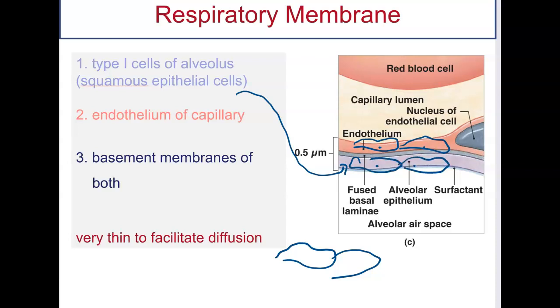I'll just draw it up here, which is also simple squamous tissue. So 2 very, very thin cells. And then where they meet, you have the basement membrane of both. So this must be extremely thin for diffusion. In fact, I read once that a single piece of tissue paper is 20 times thicker than this. So it's very, very thin.